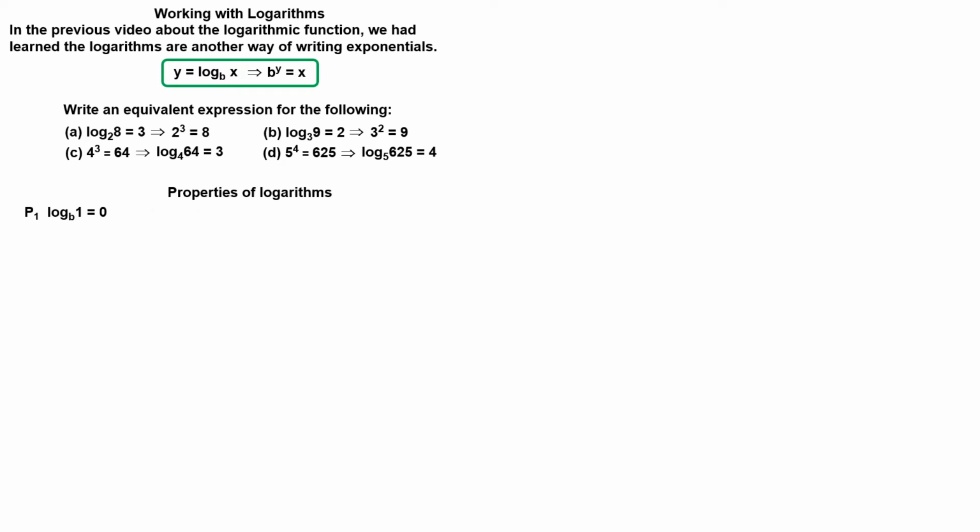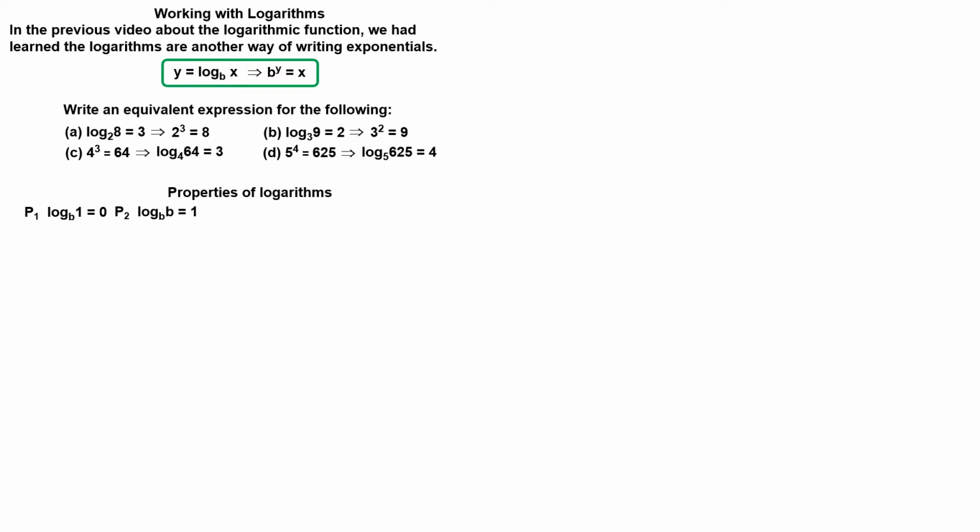Property 2. Log base b of b is 1, because we must raise b to the power of 1 to get b. In other words, the logarithm of a number that is equal to its base is just 1.